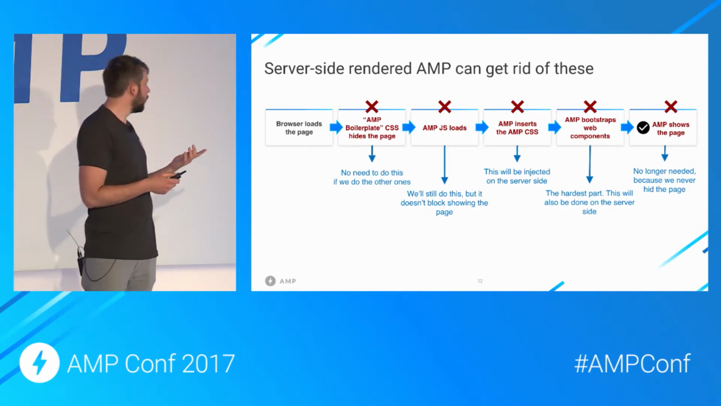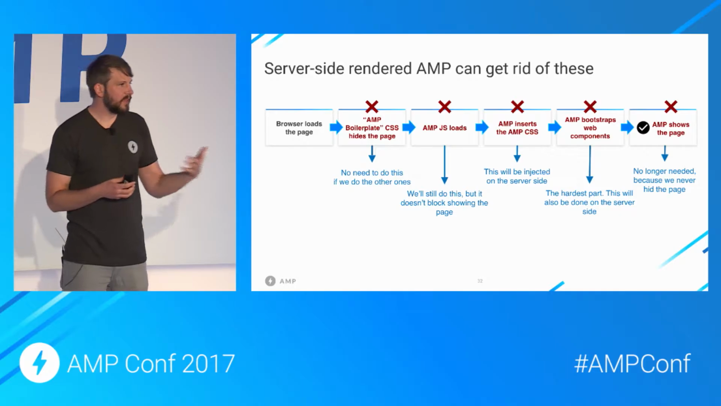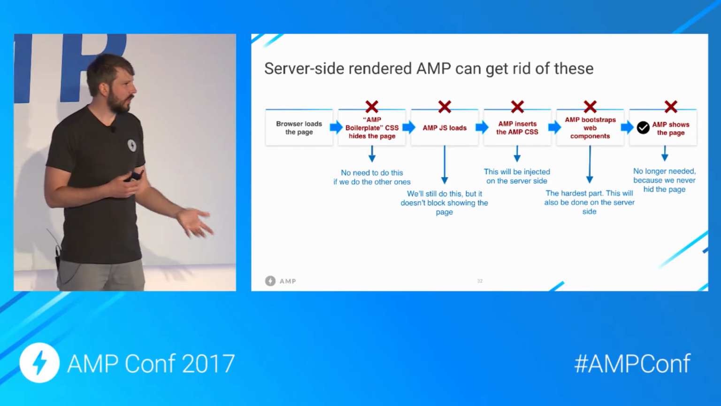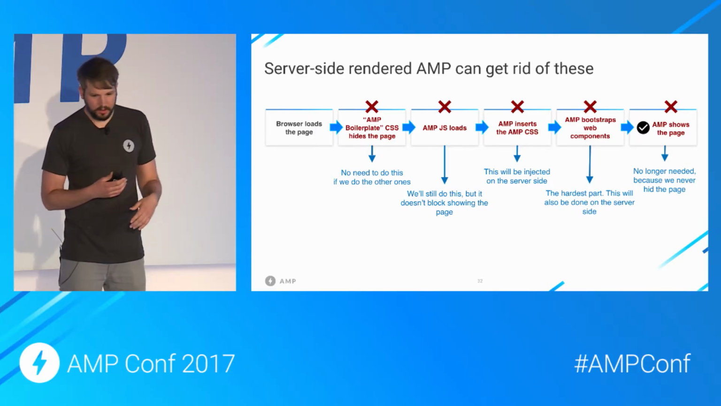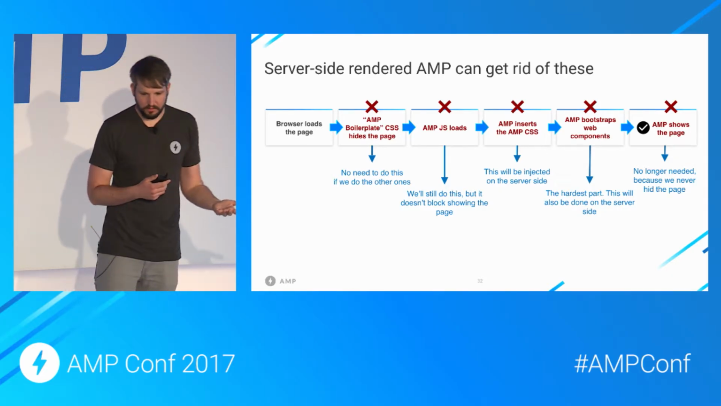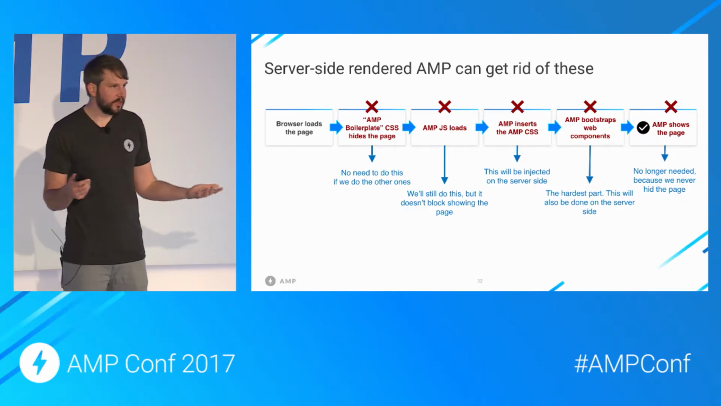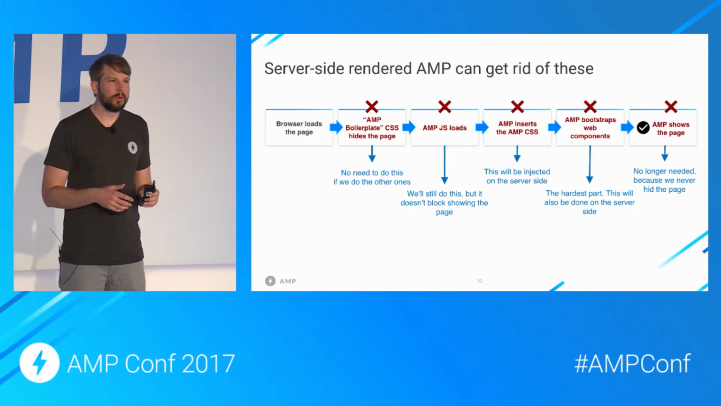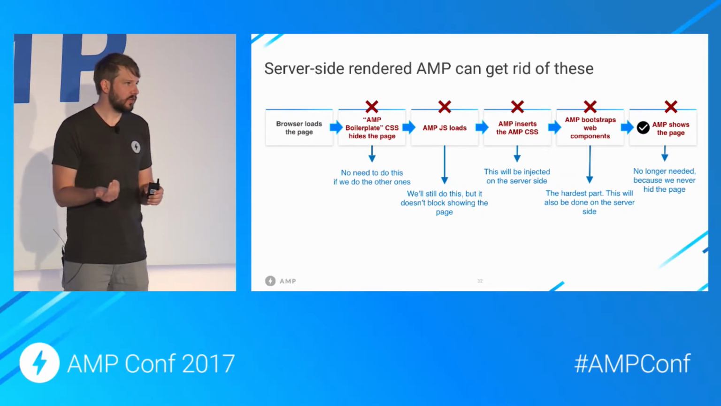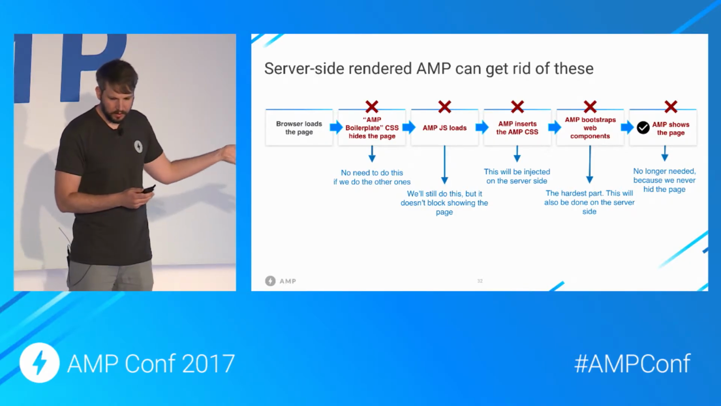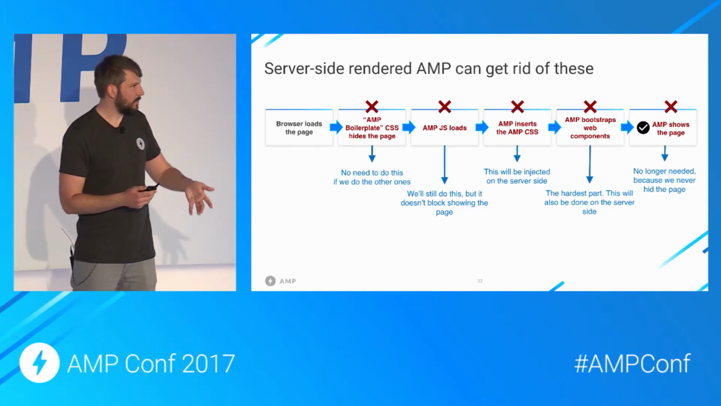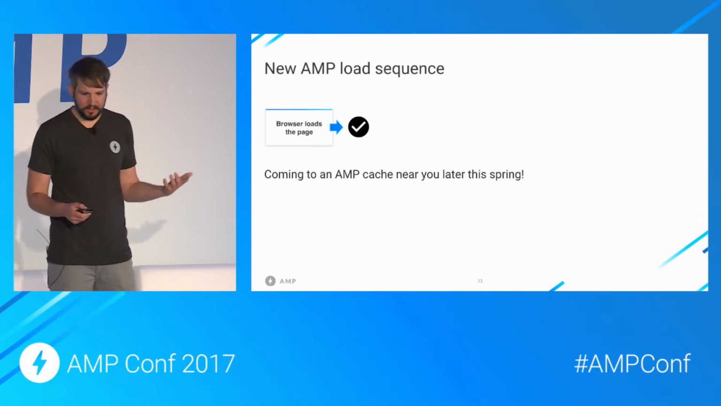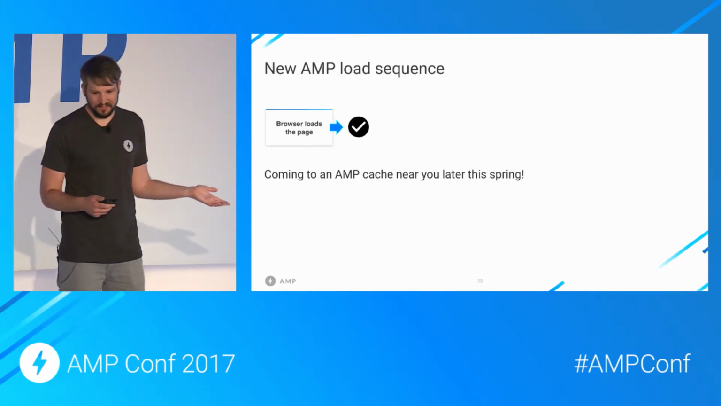In particular, first of all, we can kill that first step. We can kill the boilerplate because if we do all the others, we don't have to do it anymore. We still need to load AMP's JavaScript, but it no longer blocks showing the page because its primary function is being done on the server. We are just going to insert that AMP built-in JavaScript on the server side, and then implement all the stuff that we have done in JavaScript in our serving stack. That's the most important part, the bootstrap part. And obviously, that last step of showing the page is no longer needed because we literally never hid it, right? And so loading AMP pages becomes this, which, as you see, cuts out 5 steps.